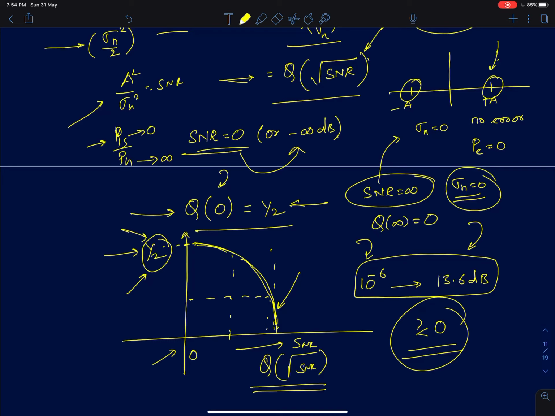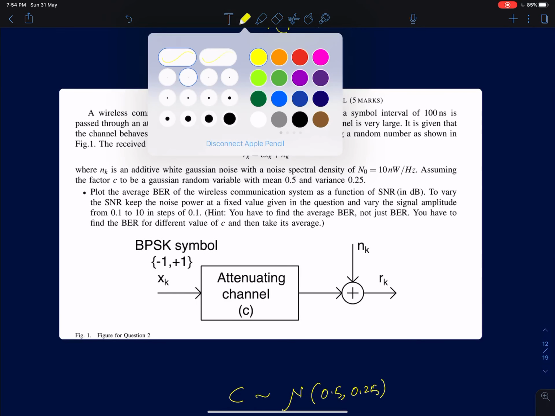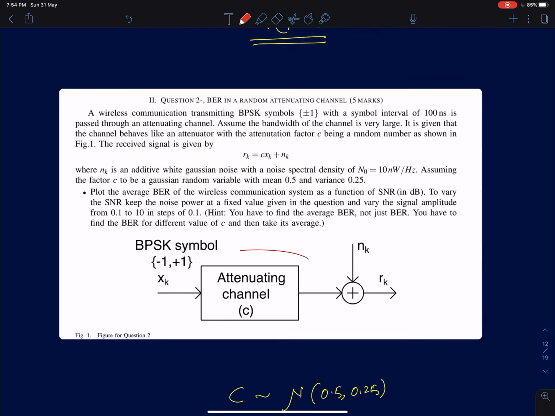So this is a standard binary channel, a standard binary symbol transmission, plus minus a, and we saw how the bit error rate is dependent on the signal to noise ratio. This is something we are well aware of. This is what we did in the previous assignment. In this assignment, because we are speaking about wireless channels, we introduced a model called an attenuating channel. Your received signal is no longer just x of k or some constant multiplied value, it is getting multiplied by a random variable c.